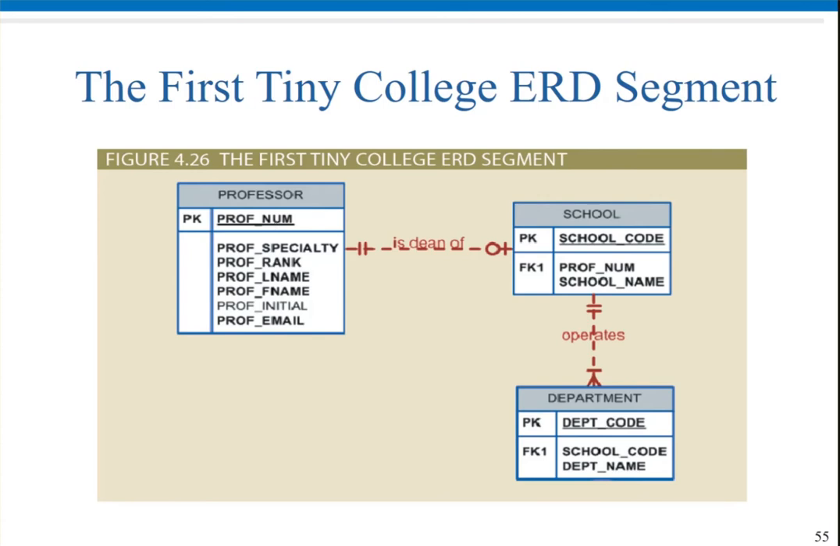Then each school has several departments in here. So you can have as many departments as you want. And it could be School of Technology, School of Education, School of Business, so on and so forth. And so we're going to have a department code. And of course, we have a school code.